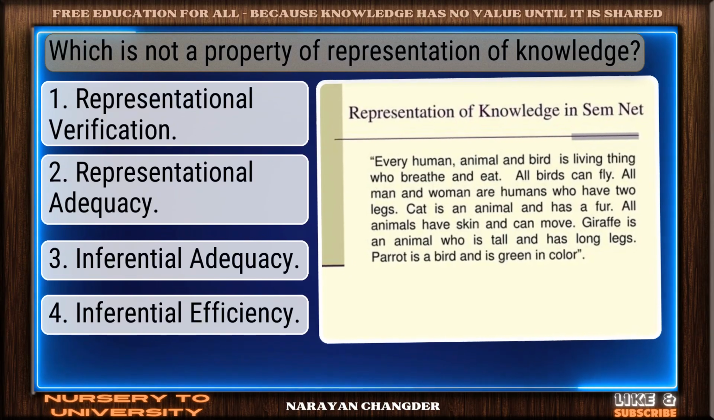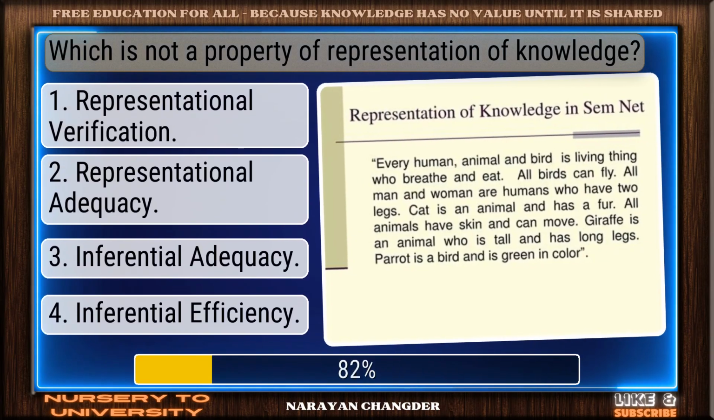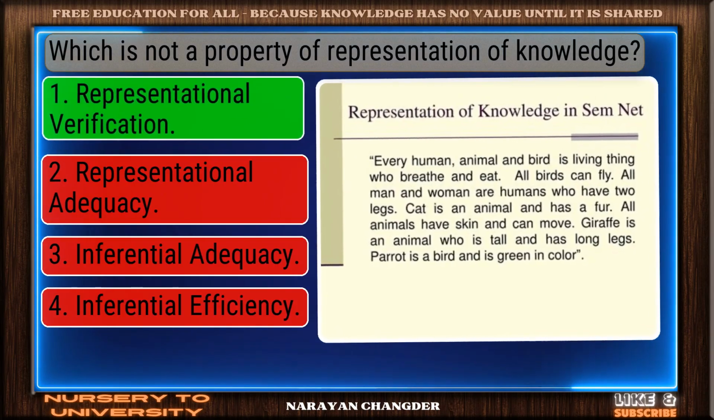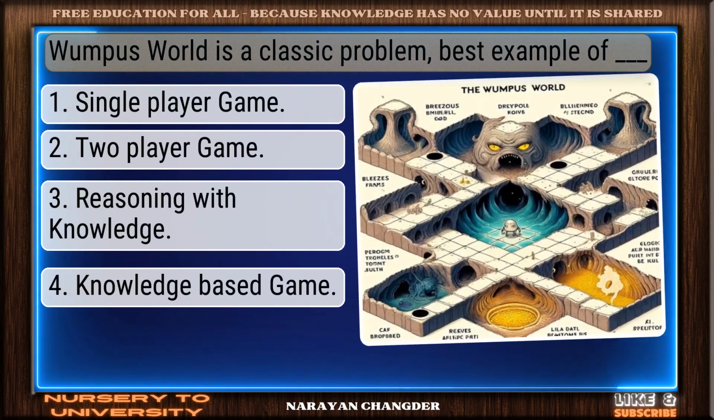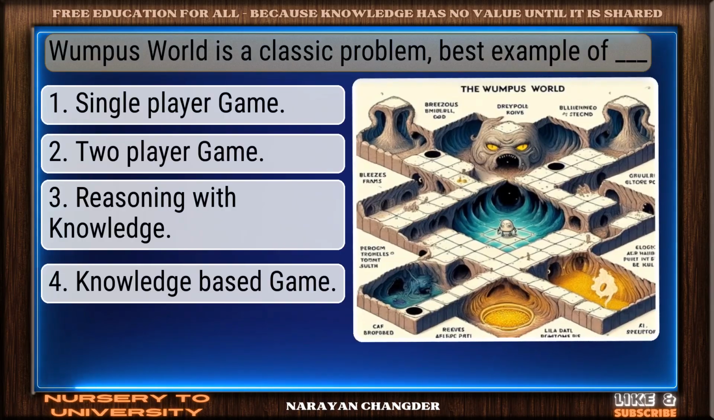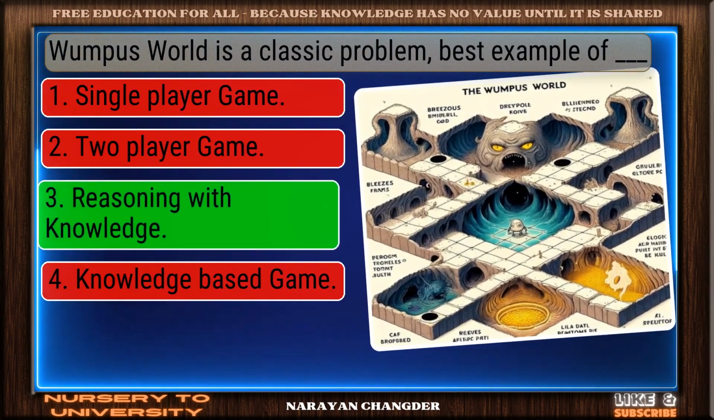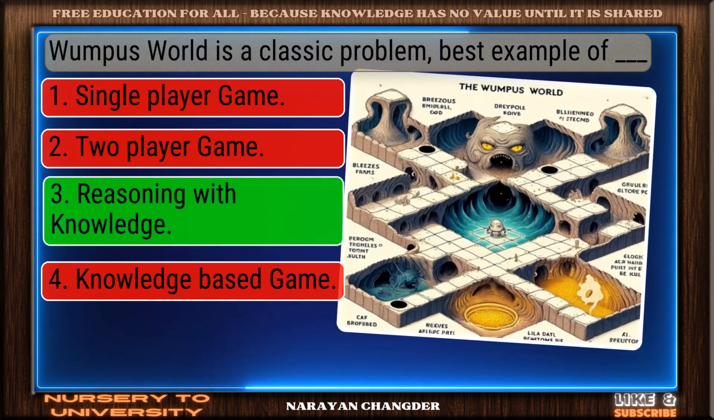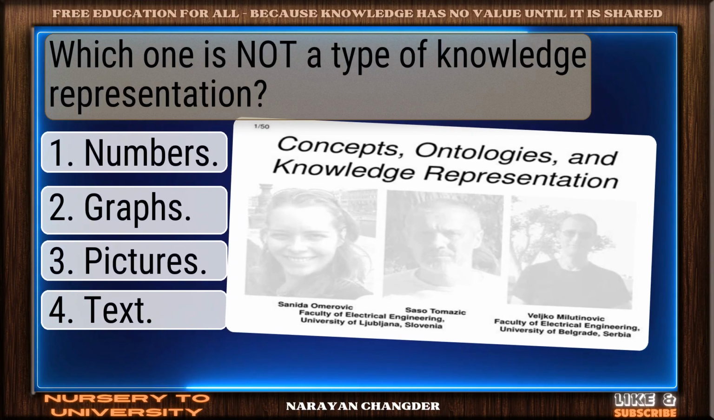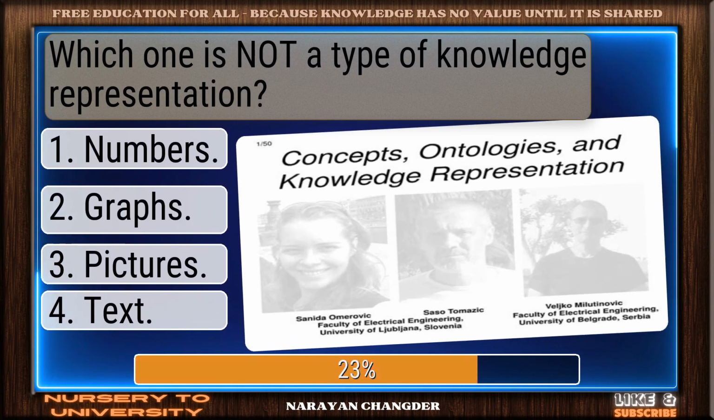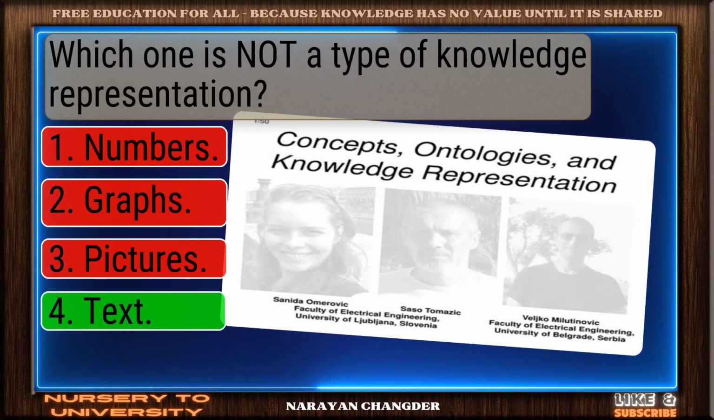Question number 17. Which is not a property of representation of knowledge? Excellent choice. Representational verification is the right answer. Question number 18. Wumpus World is a classic problem. Best example of dash. Good thinking. Reasoning with knowledge is the right answer. Question number 19. Which one is not a type of knowledge representation? Solid response. Text is a valid choice.